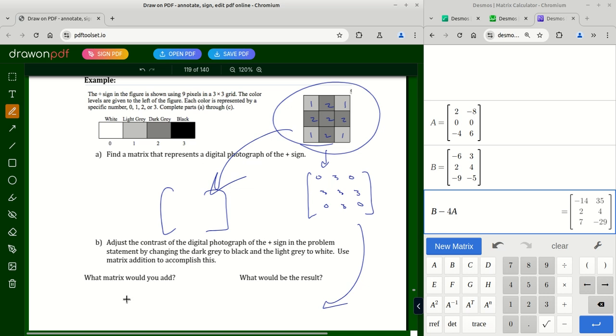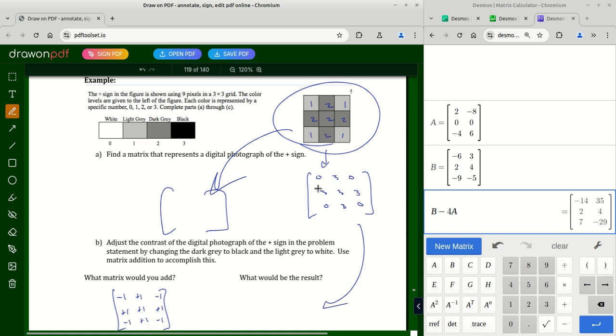So what would you add? This is the interesting thing. How would I represent the change in a matrix? I'm going from 1 to 0, so I'm subtracting 1 right there. But here I'm going from 2 to 3, I'm adding 1. And then I'm minusing 1, adding 1, adding 1, adding 1, minusing 1, adding 1, minusing 1.